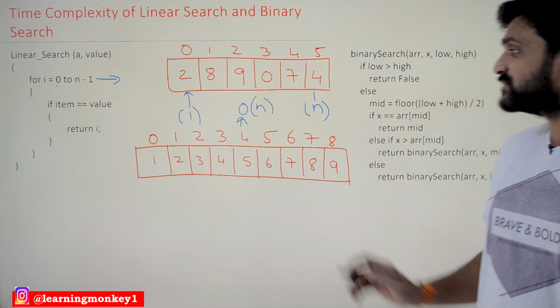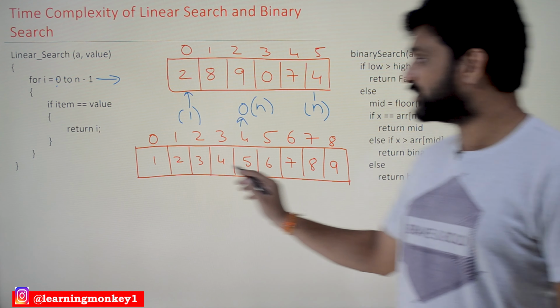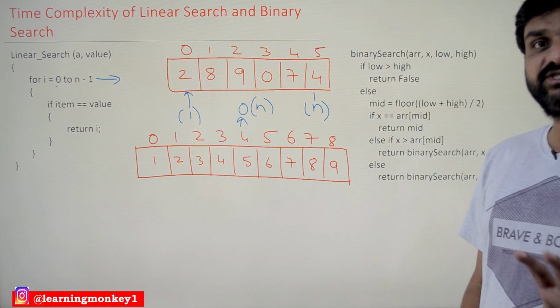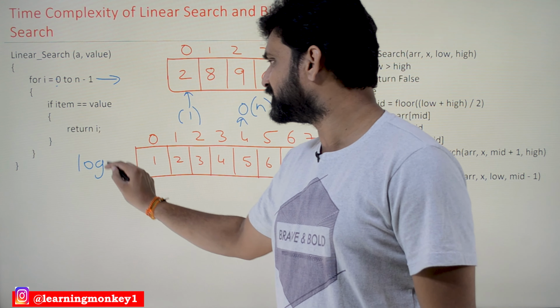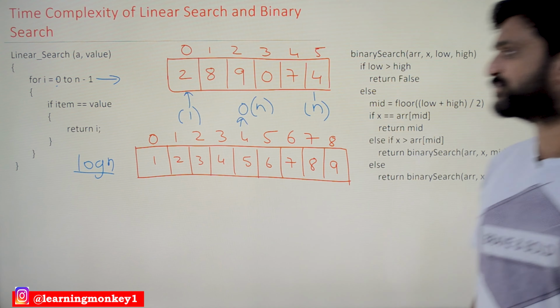And what about the efficiency of this binary search? The efficiency of the binary search is log n, and we will try to understand how it is going to take log n number of comparisons.